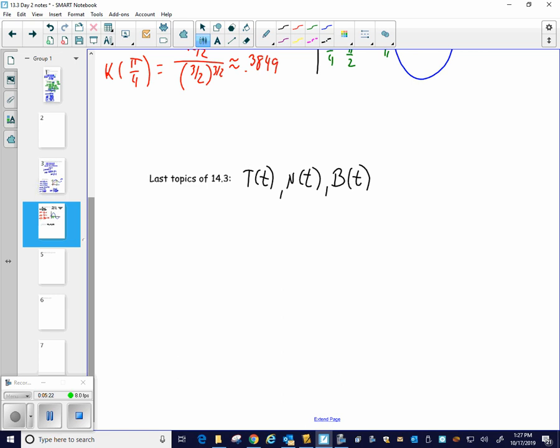So the unit tangent vector, we've already done this one, so we won't really spend any time on this. This is just the unit tangent vector, which is defined as r prime of t over its magnitude.